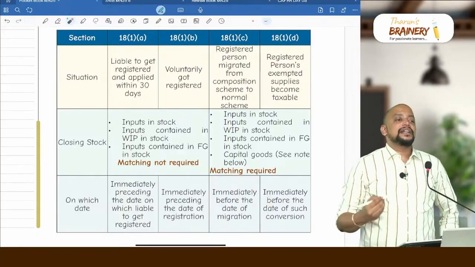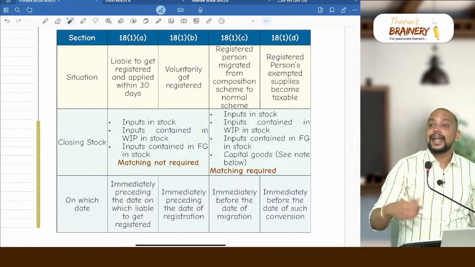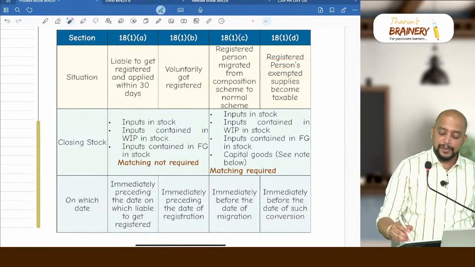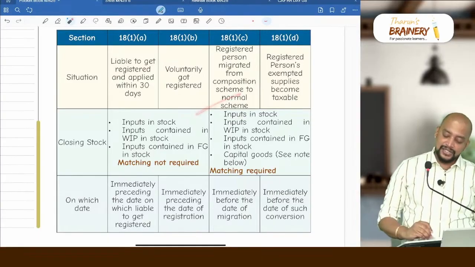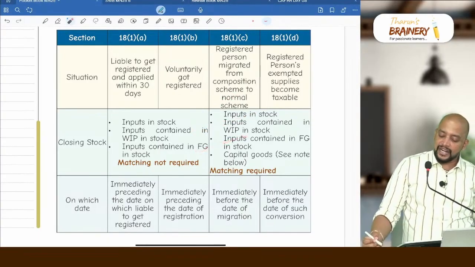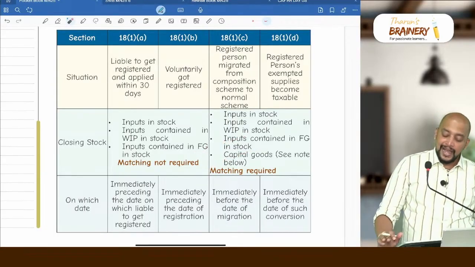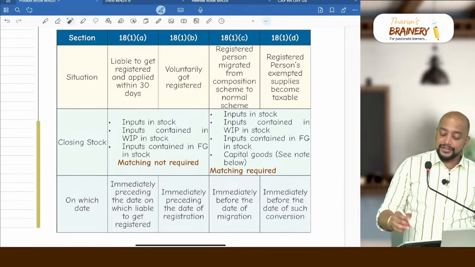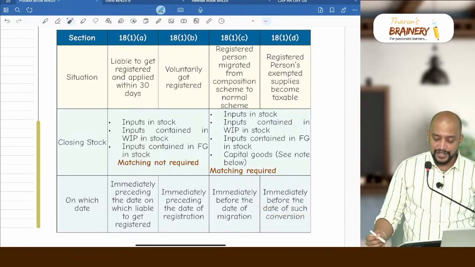18(1)(d) is when a registered person's outward supply is exempted and it becomes taxable. Registered person's exempted supplies become taxable. He also can take ITC on inputs as such held in stock, inputs contained in WIP held in stock, inputs contained in FG held in stock, and even on capital goods. Everything is the same for 18(1)(c) and 18(1)(d). And which date closing stock should be taken? Immediately before the date of such conversion.